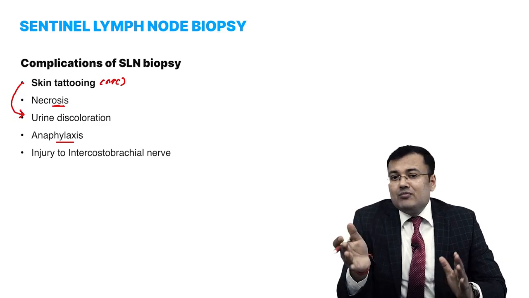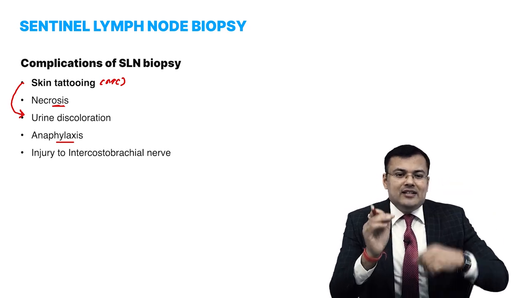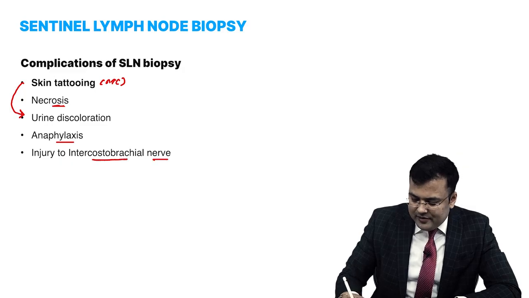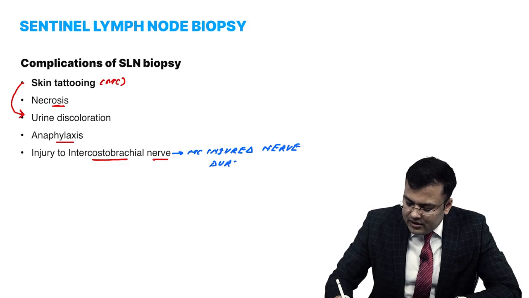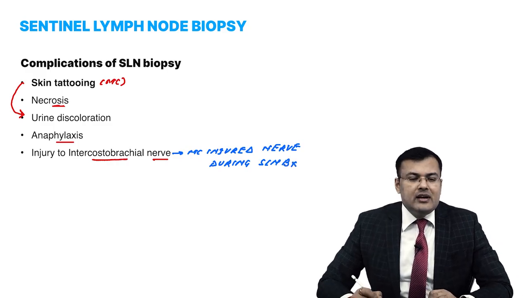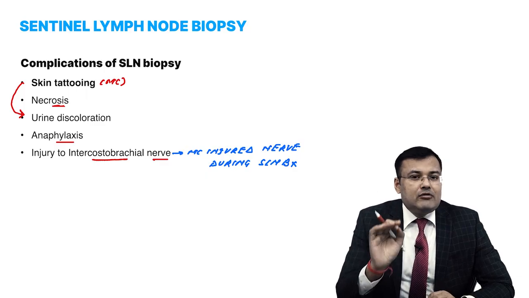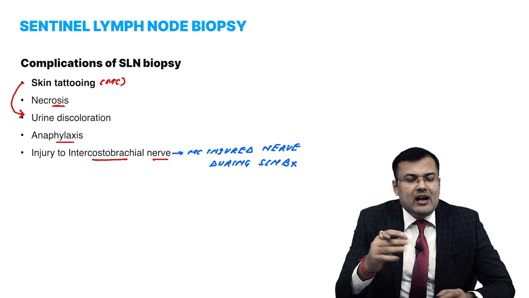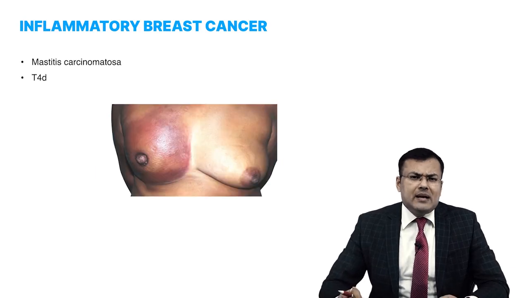The question which is asked most commonly is, which nerve is injured during sentinel lymph node biopsy? The most commonly injured nerve is the intercostobrachial nerve. We discussed this already. So these are the complications of sentinel lymph node biopsy. I'm repeating again: the most common complication is skin tattooing, and the most commonly injured nerve is the intercostobrachial nerve.